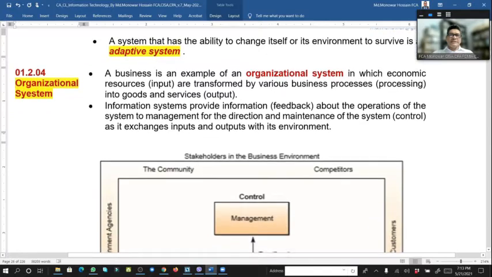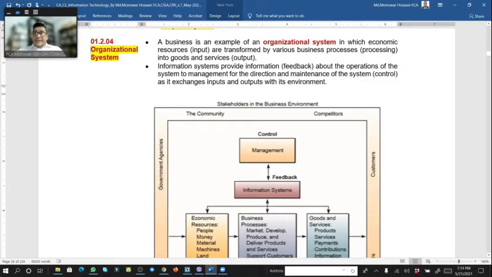Organizational system. What is an organizational system? A business is an example of an organizational system in which economic resources, that means our input, are transformed by various business processes, that means through the processing, into goods or services, and that is our output. So the information system provides information, that means feedback, about the operation of the system to management for maintaining the system. It is the control and it exchanges the input and outputs with the environment. So this is the organizational system.